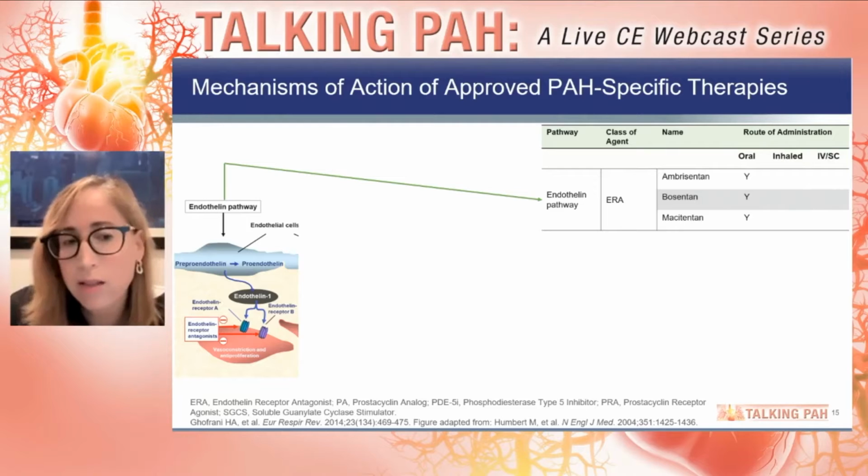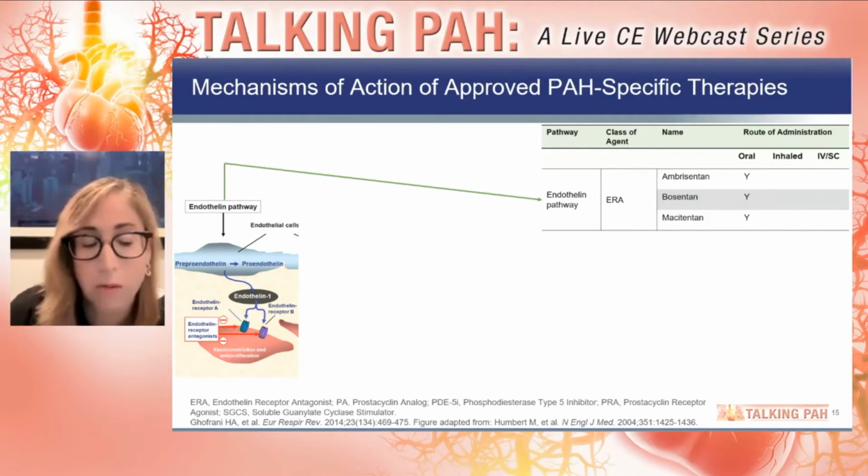What you can see on this slide as it starts to build out is a miscommunication, interaction between the endothelial cells and the smooth muscle cells, where instead of getting vasodilatory properties, we get a vasoconstriction, and what ends up happening with the smooth muscle cell is we get an inflammatory process.